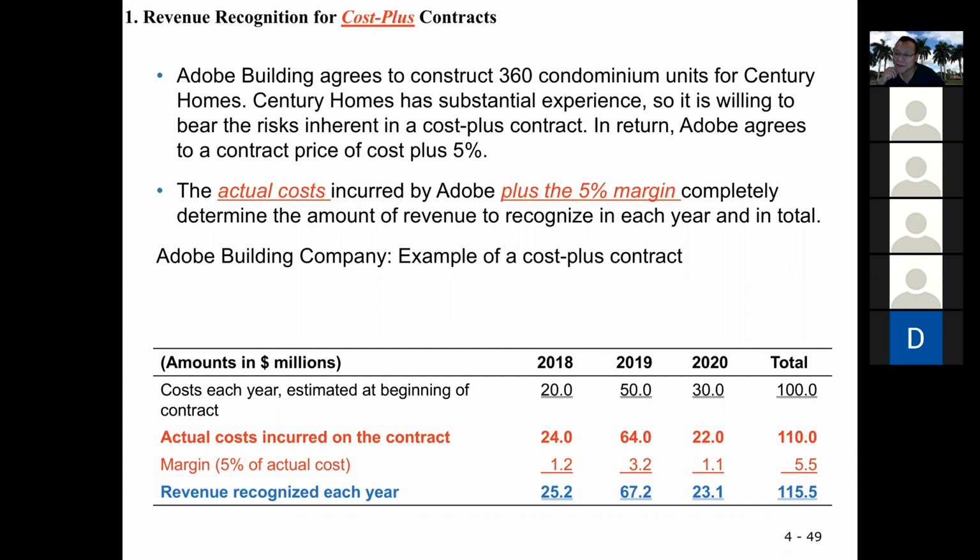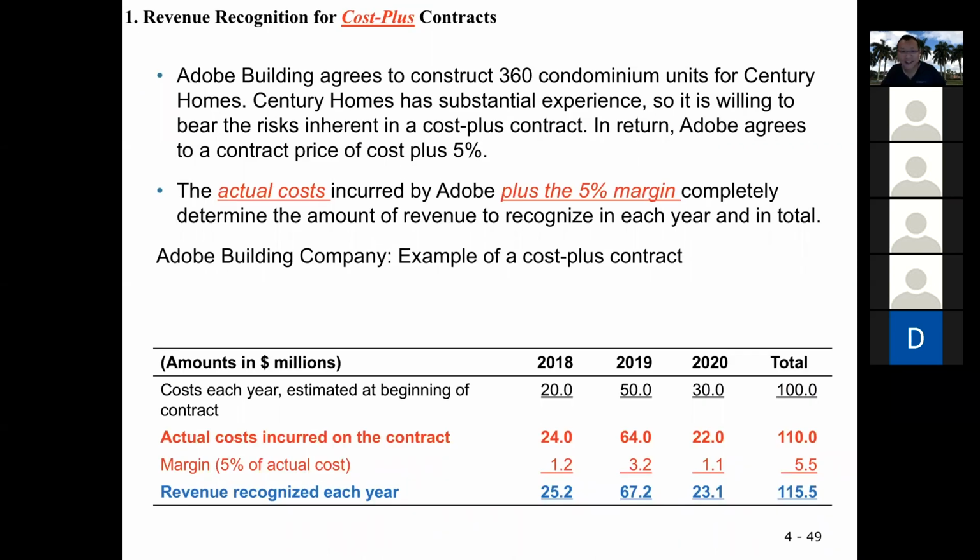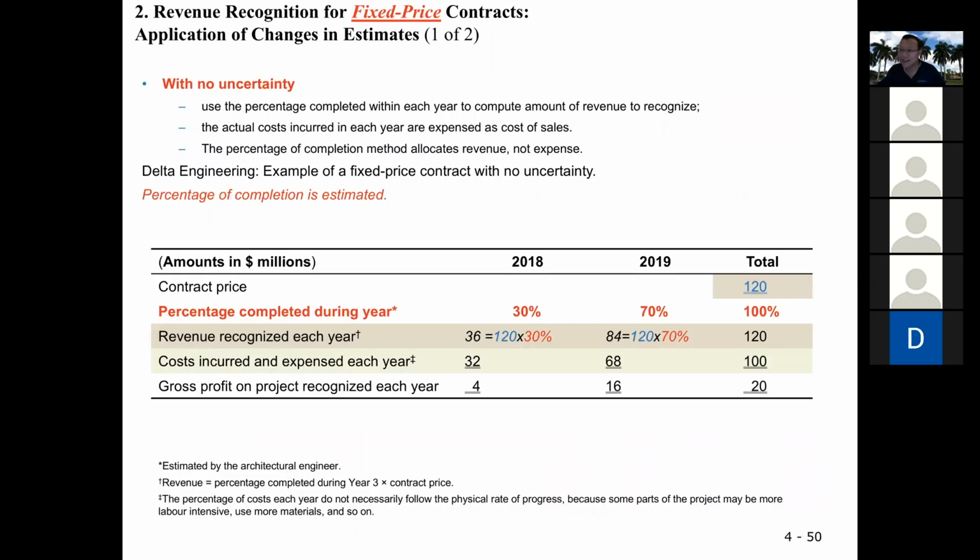Any questions? No. Okay, you wish that all the contracts were cost plus contracts, that would be awesome. Then we would be done with this lecture. But here is the killer, the fixed price contract. We spent like 2 minutes on the cost plus contract, which is very easy. We're going to spend the rest of the lecture talking about the fixed price contract. This one is a little bit trickier.